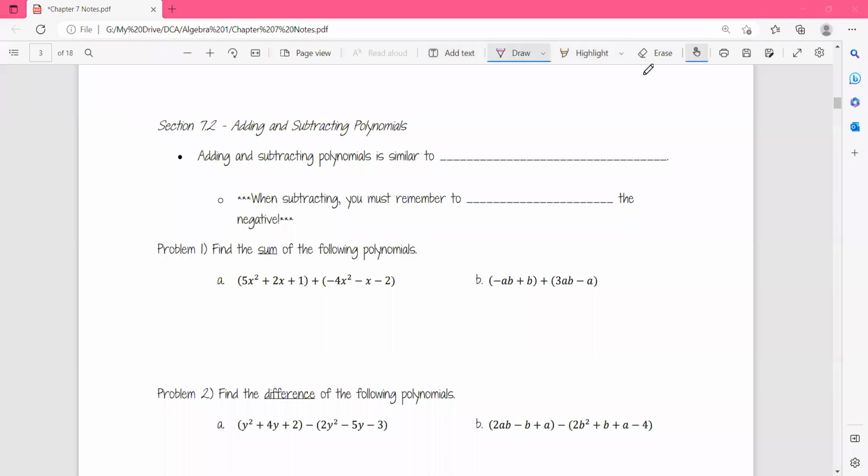Hey everyone, so this is the next section in chapter 7. Chapter 7 is all about polynomials, right? So in 7.2, we start to talk about how we are going to combine polynomials by adding and subtracting them, okay? Adding and subtracting polynomials is similar to combining like terms. We've been doing this all along, guys. Combining like terms. This isn't a new skill, right? We've done this so many times before. And it's just how we add and subtract polynomials, how we combine two polynomials together.